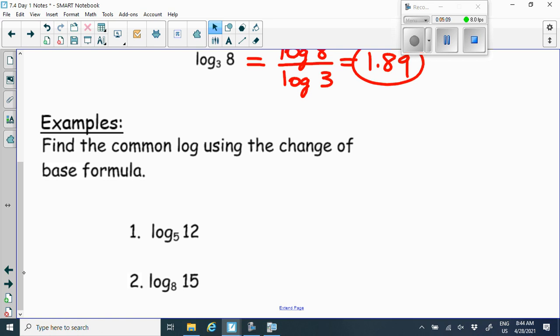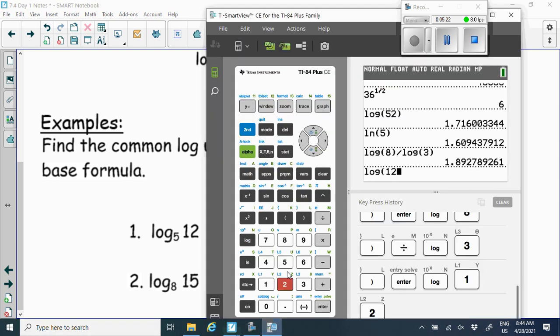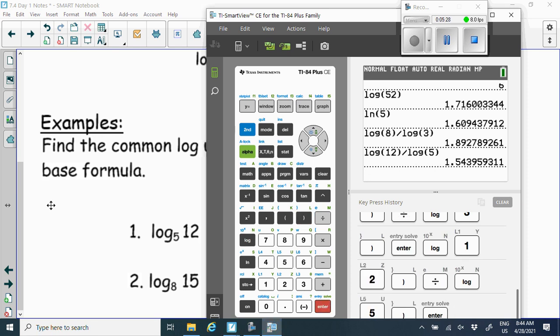Okay, let's see what you got for the first one. So we first do log of 12 divided by log of 5. We plug that into our calculator. So log of 12, make sure you close the parentheses, and then log of 5. And we get about 1.54.